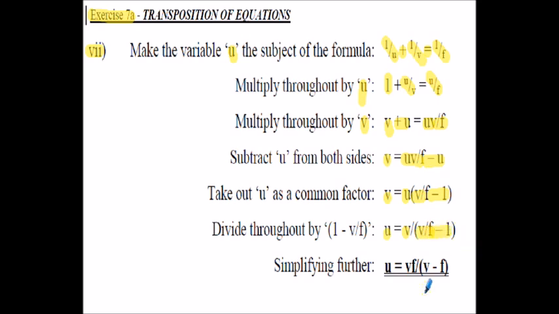That's a solution, but if you wanted to, you could simplify slightly further by multiplying every term top and bottom by f. And if you do that on the right hand side, you get u is equal to v times f divided by, on the bottom line, v take away f. So think that through. Every term gets multiplied by f. So you've got v on the top times by f.